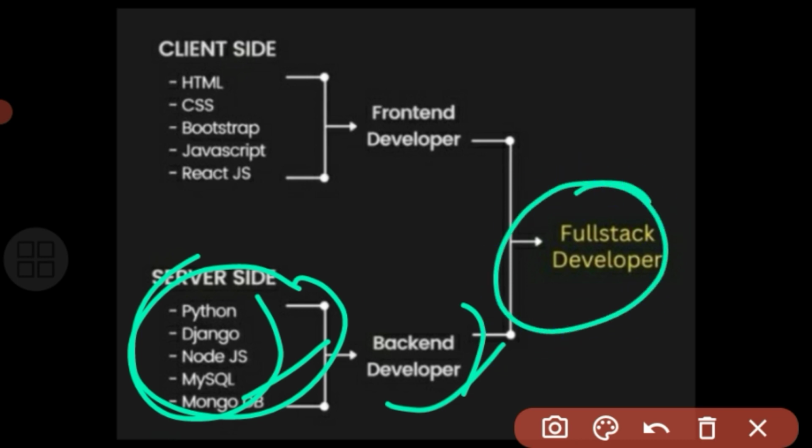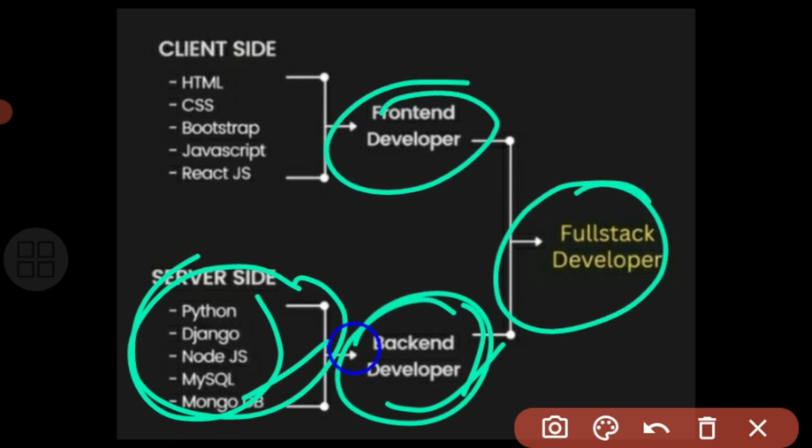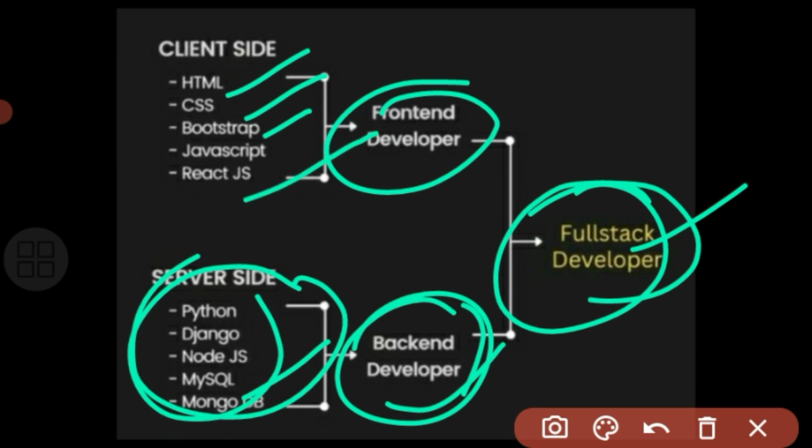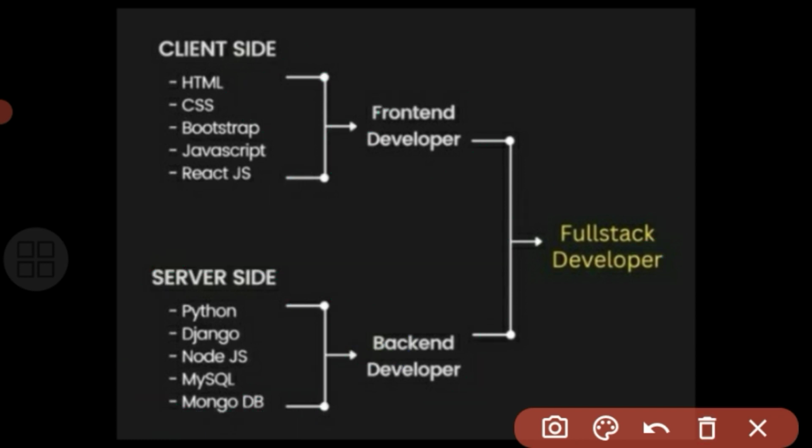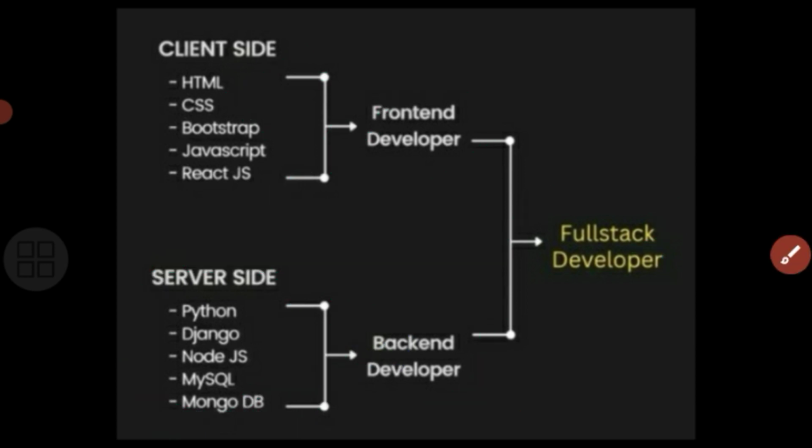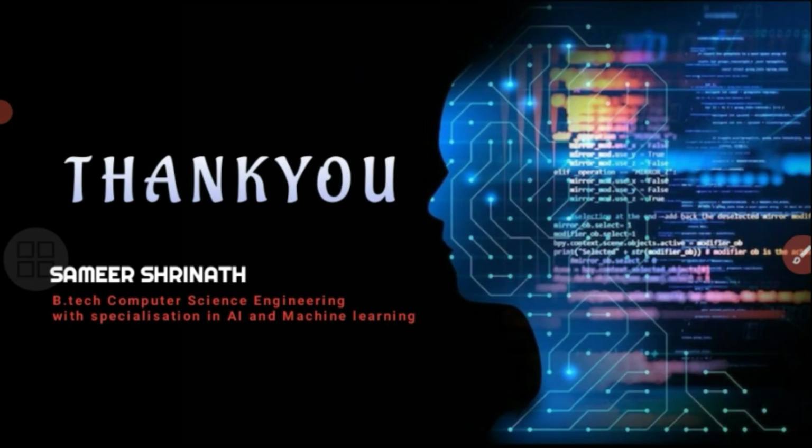A person who knows both front end and back end is known as a full stack developer, because this person has knowledge of HTML, CSS, Bootstrap, JavaScript, React.js, and also the server side Python, Node.js, MySQL, and MongoDB. So I hope you have understood the difference between front-end and back-end developer, or front-end side and back-end side.